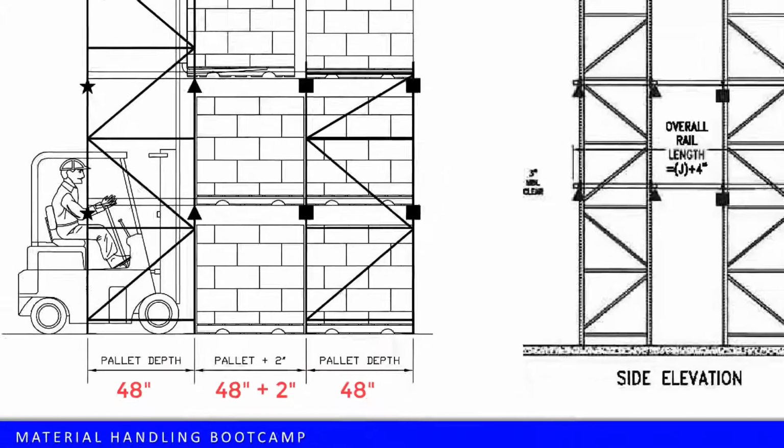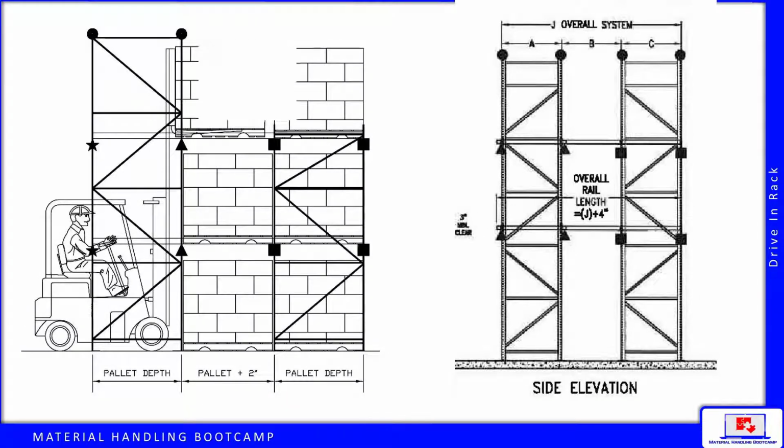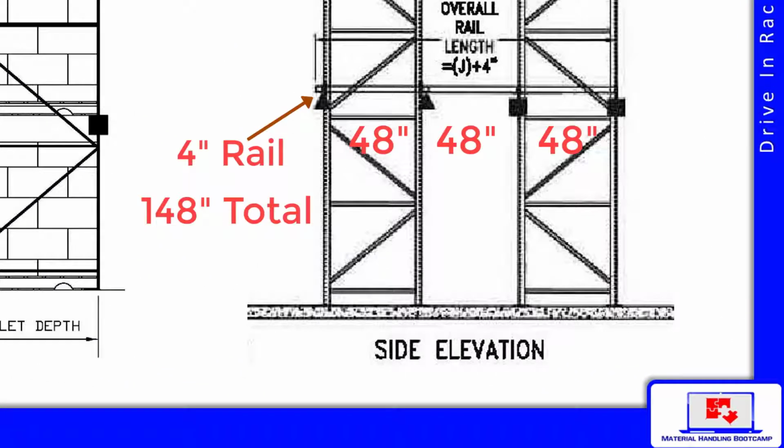On the right, another manufacturer designs it slightly another way. Here we see 2 48 uprights and a 48 space plus 4 inches of rail, which equals 148 inches. This allows a little more than our 1 inch between loads. Again, our rule of thumb is for minimum rail length.